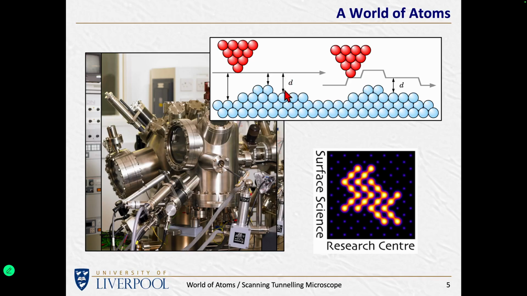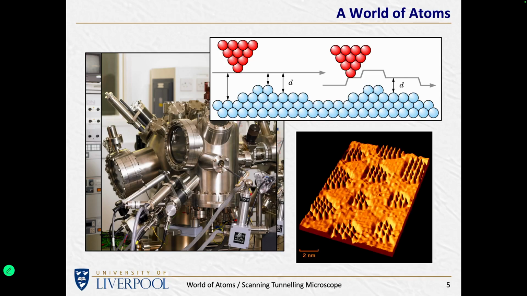And this small change in distance, even though it might only be measured in a fraction of an atom, those small differences in distance are enough to actually measure a current that flows between the tip and the surface, and that allows us to map out what the topography of the surface looks like.